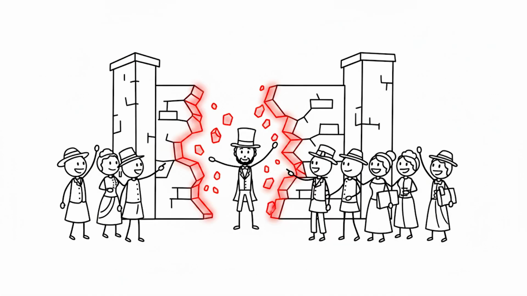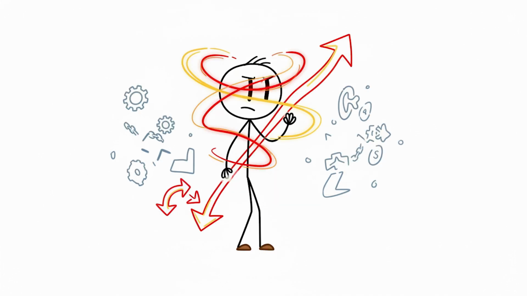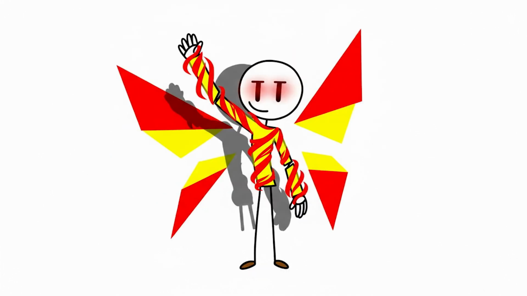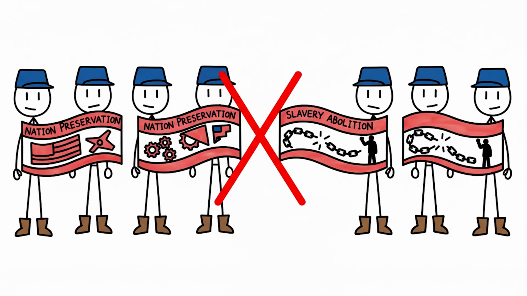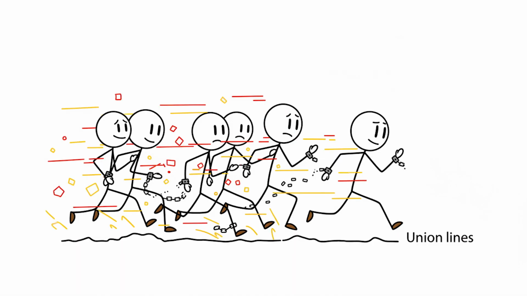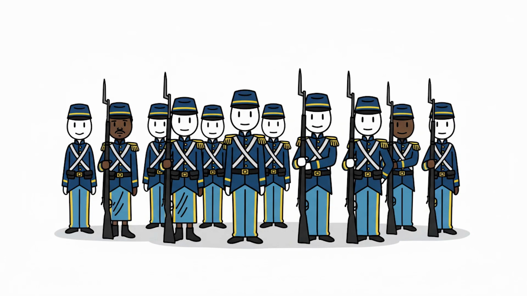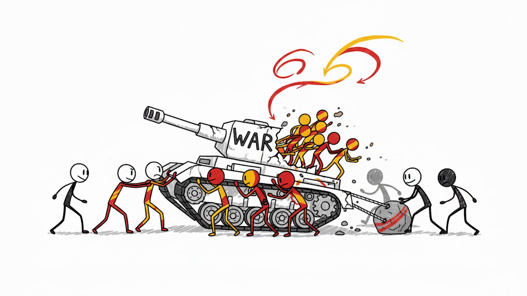Enter the Emancipation Proclamation. It didn't end slavery immediately, but it transformed the war's purpose. The Union was now fighting to preserve the nation and end slavery. The Confederacy lost all hope of British or French recognition, and hundreds of thousands of enslaved people fled to Union lines. Many joined the army. Their courage reshaped the war.